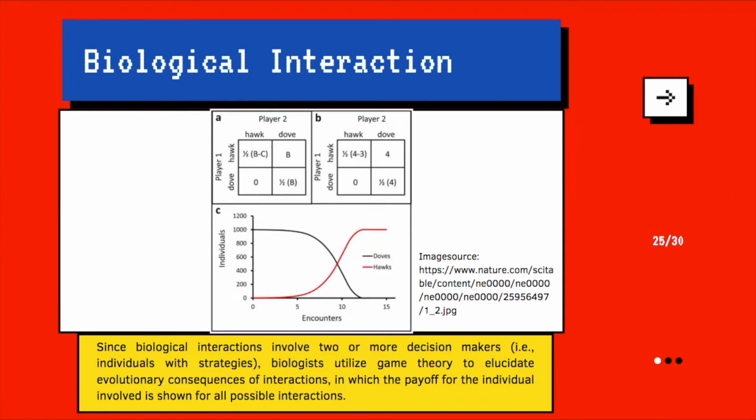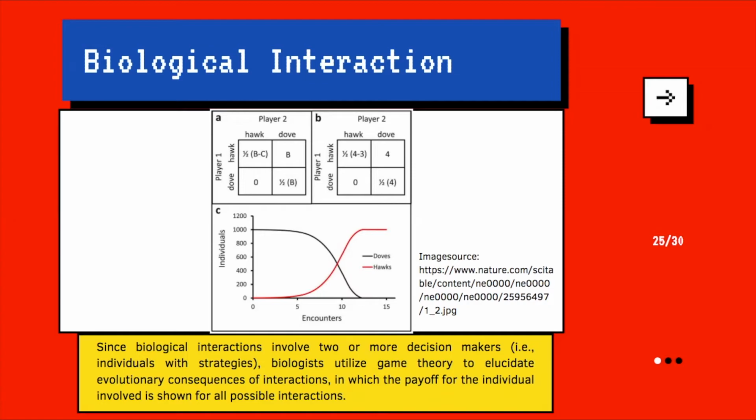The payoff to player 1 is one half the benefit minus the cost, and it assumes an equal payoff for both hawks. A hawk encountering a dove obtains the entirety of the benefit, while the dove receives none, as shown in the upper right and the lower left quadrant respectively.